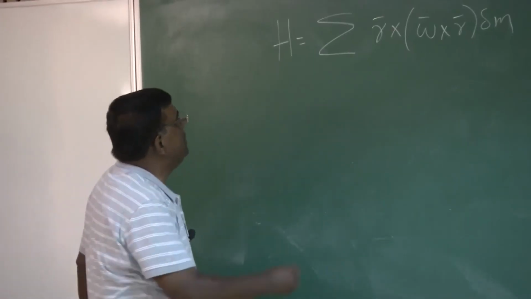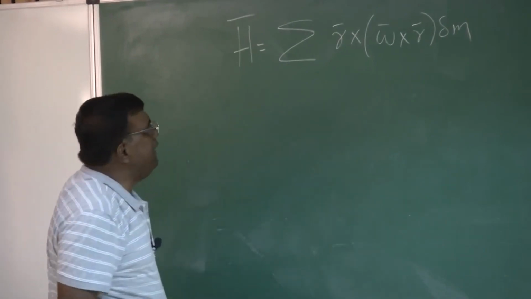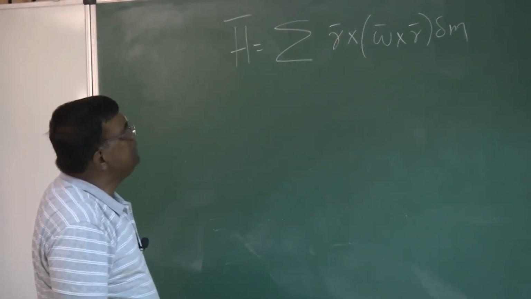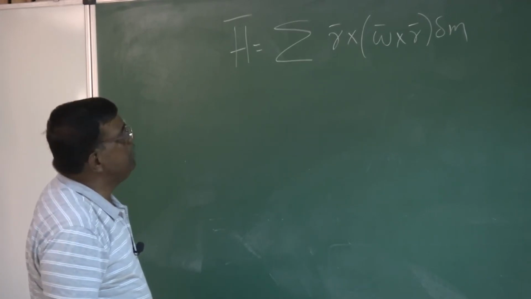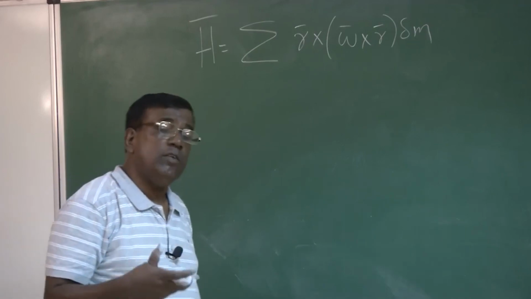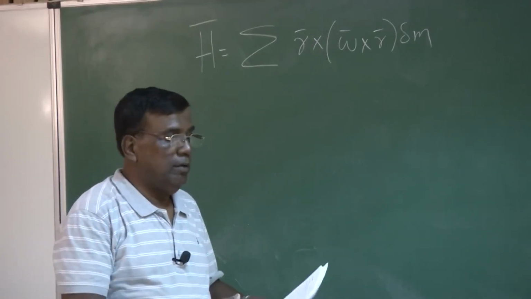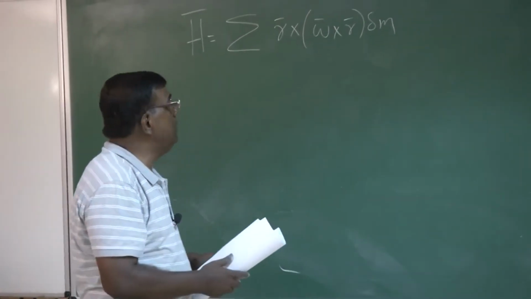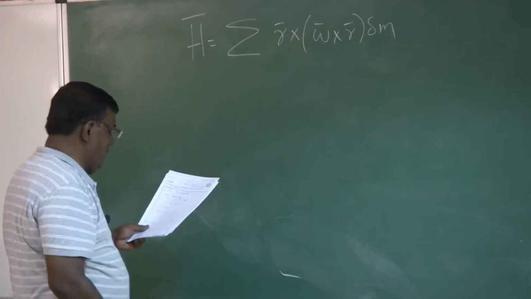We would like to understand this by expanding it. Before we do this, please understand that R is the distance of any elemental mass with respect to the center of mass, omega is the angular velocity of the rotating frame, that is the body which is rotating with respect to the inertial frame, and delta m is the elemental mass.